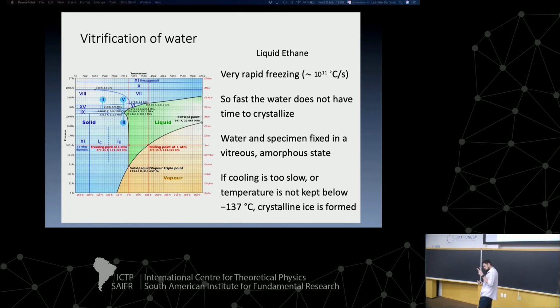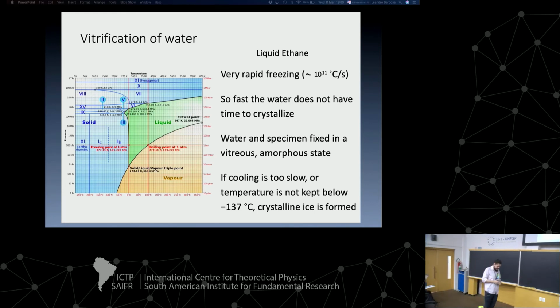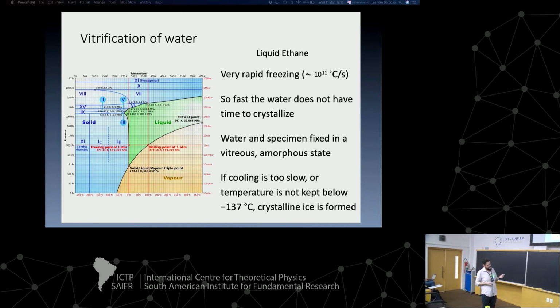We have two liquid substances, liquid ethane and liquid propane, that have very high heat capacities. They can exchange their heat very fast with other substances, much more than, for example, liquid nitrogen.